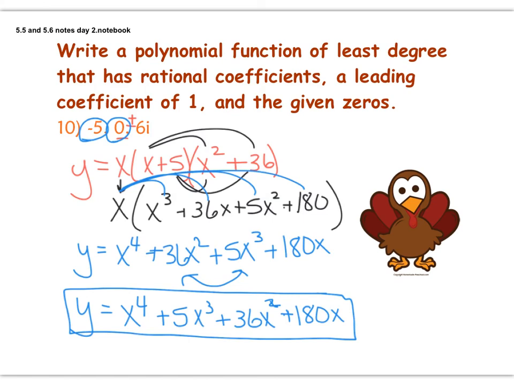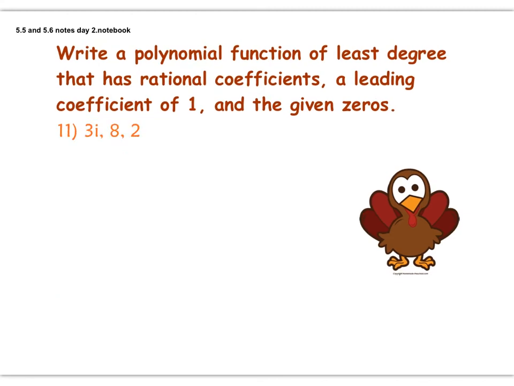And then that is it. Nowhere else should it cross, because that 6i plus or minus 6i, those two answers are imaginary. All right. Write a polynomial function of least degree that has rational coefficients, a leading coefficient of 1, and the given zeros. Whew, those directions are a mouthful. But we know how to tackle this now, right?